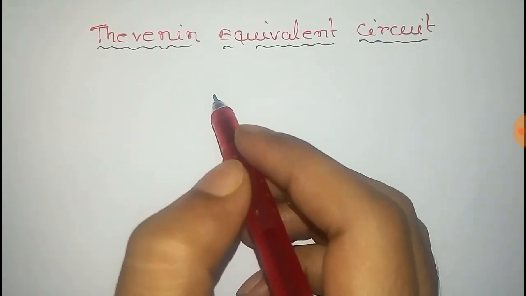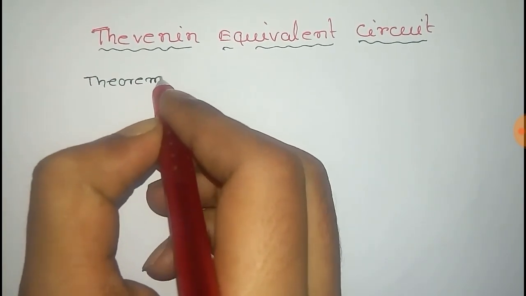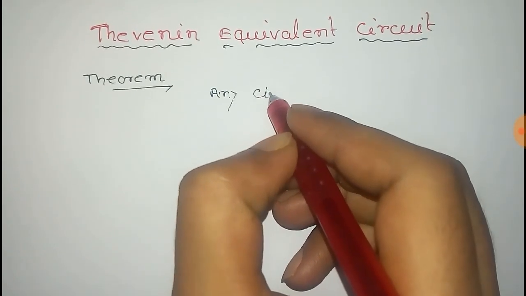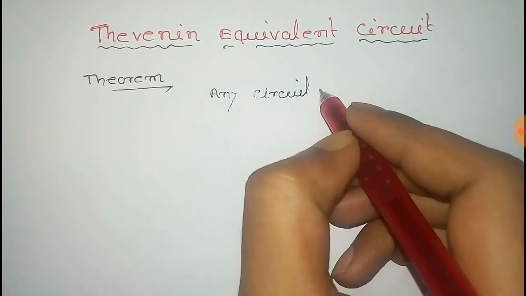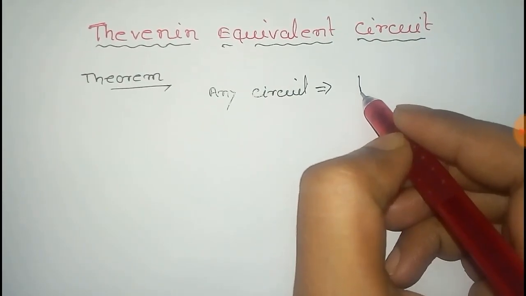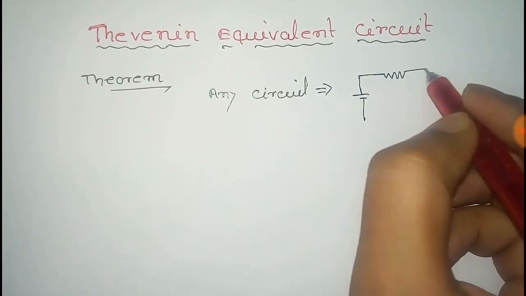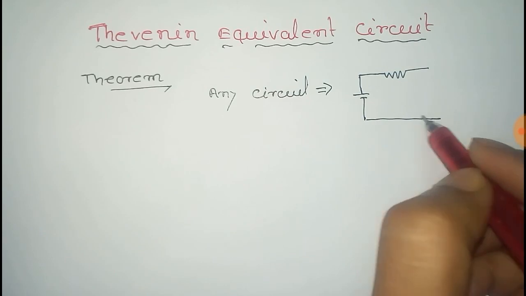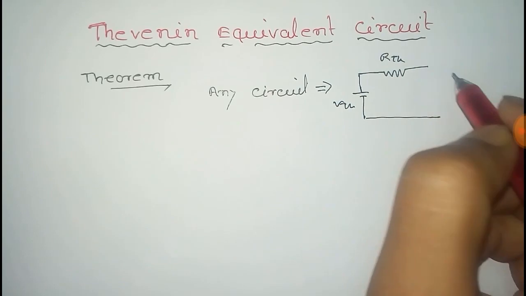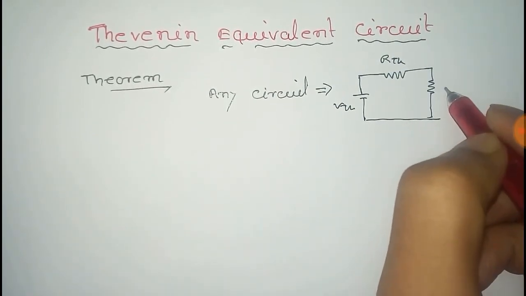In this video, we'll show how to find the Thevenin equivalent circuit. First of all, the Thevenin theorem. This theorem states that any complicated circuit can be expressed as a voltage source with a resistance in series. This voltage is called the Thevenin voltage and this resistance is called the Thevenin resistance, and they are connected with the load resistance, that is RL.